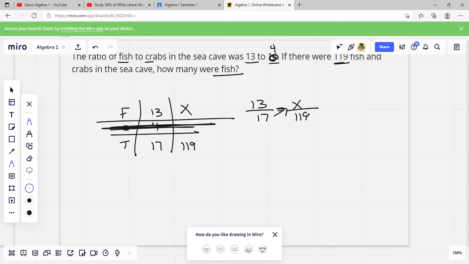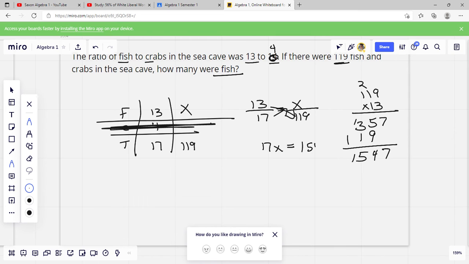So I'm going to cross multiply, and I'll have 17X equals 13 times 119. 3 times 9 is 27. 3 times 1 is 3. 4, 5. 1 times 9 is 9. 1, 1. 7, 14. 3, 4, 5. 1, 5, 4, 7.